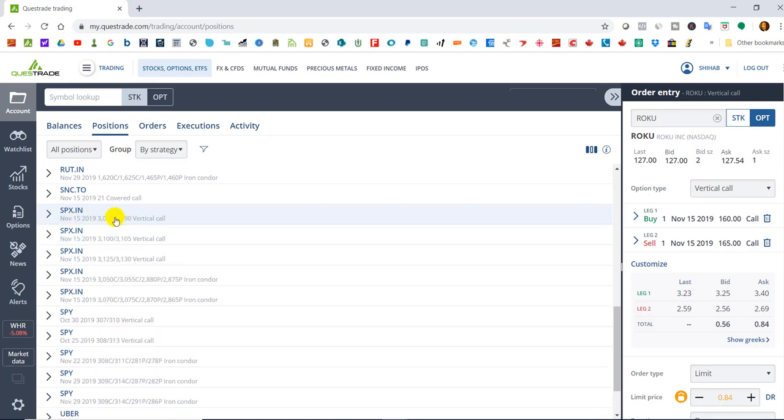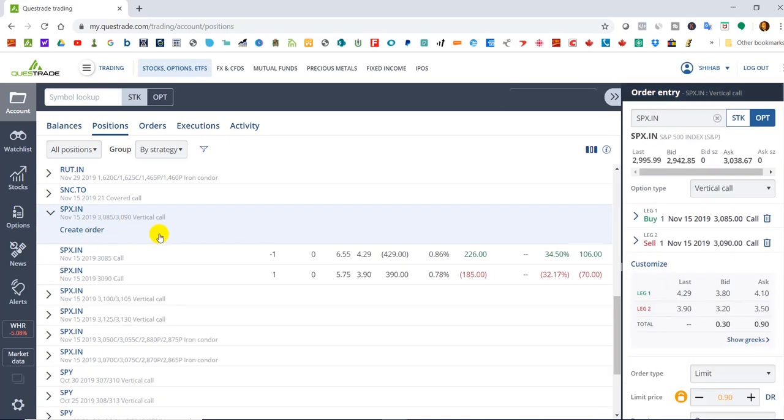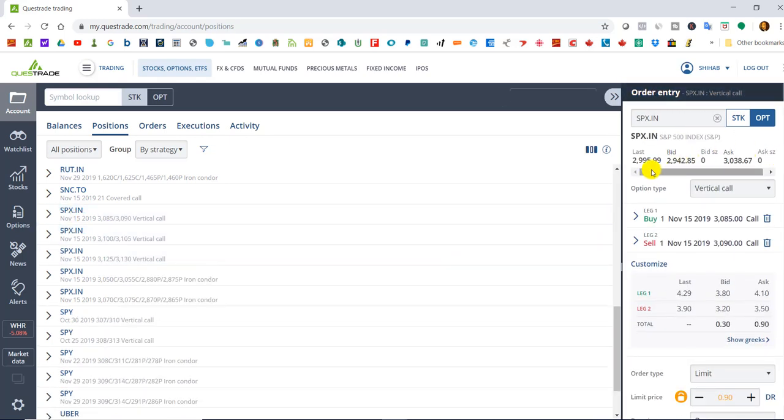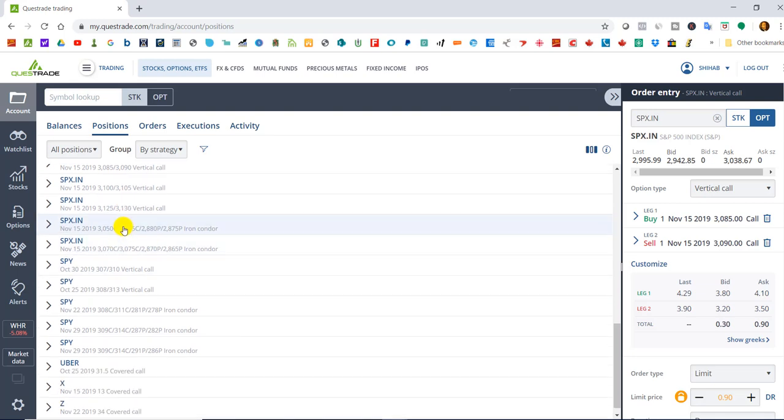I've got 5 credit spreads or iron condors on the SPX. They all expire November 15. So this call spread at 3085 seems safe. This one at 3100 also seems safe. This one at 3125 is even safer. I mean, SPX is at 2995. Although it went all the way up to 3010 today, or even 3015, it dropped to 2995 at close. So that's why I feel confident about these call strikes here, 3085, 3100, and 3125 by November 15.